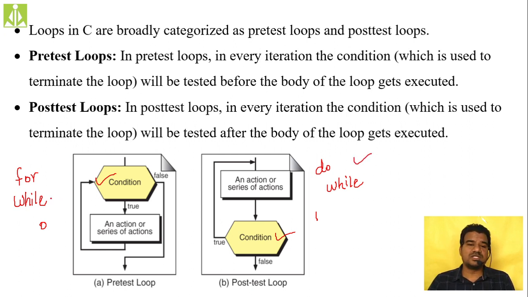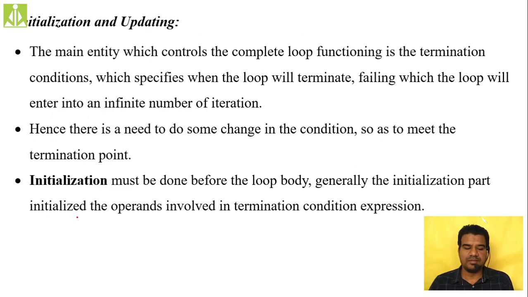And when you use the for loop and while loop, if the condition becomes false in the first iteration, the body of the loop will not be executed even one time. So the minimum number of times the body of the loop will get executed in a pre-test loop is 0, and in post-test loops it is 1. Remember this. Okay, then initializing and updating.